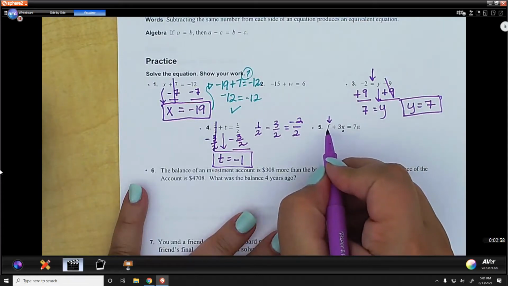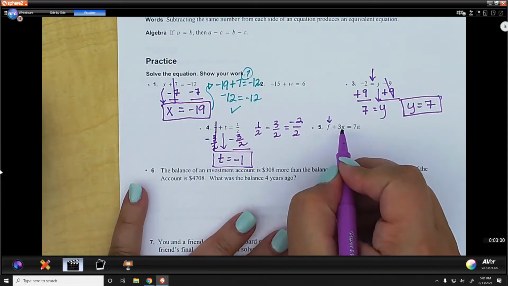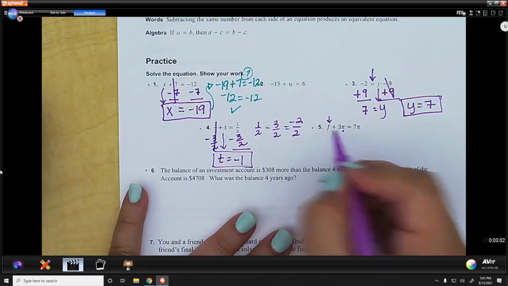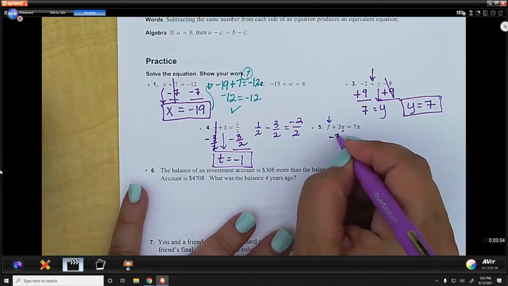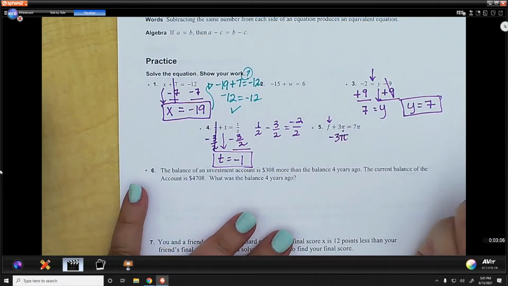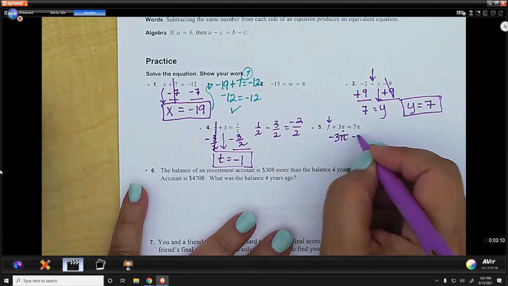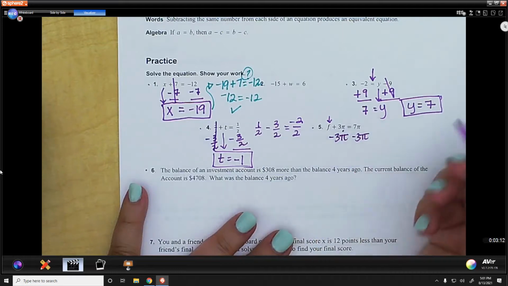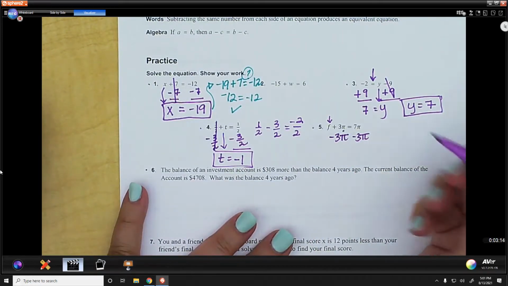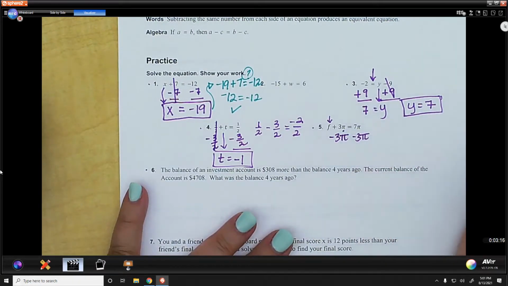So if we have the f here on the left and they added 3 pi, again my goal is to get that by itself, so I'll do the opposite of adding 3 pi, which is to subtract 3 pi. If I do that on one side, I have to do it on the other. That's the most important concept I want you guys to walk away with, that if you do it on one side, you have to do it on the other. And as long as you keep that balance, it's hard to get this wrong.